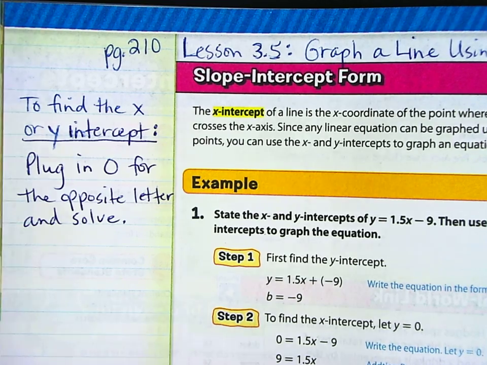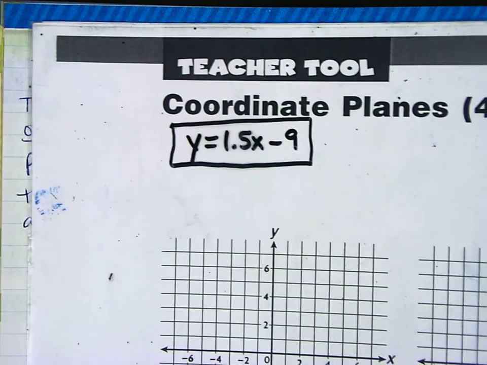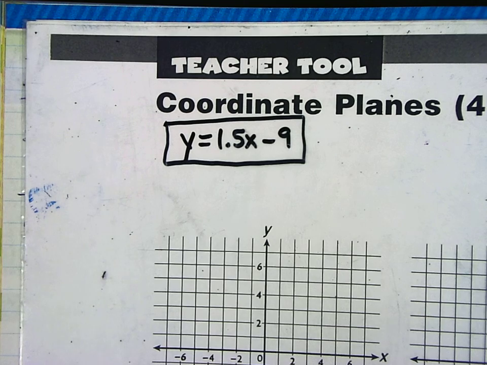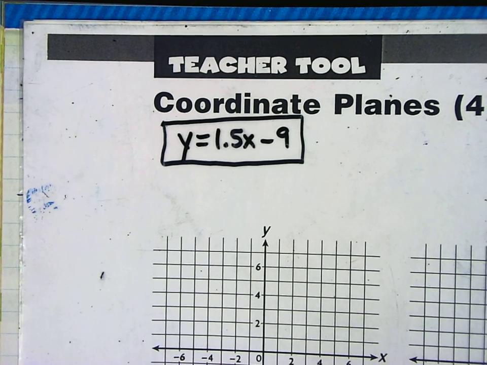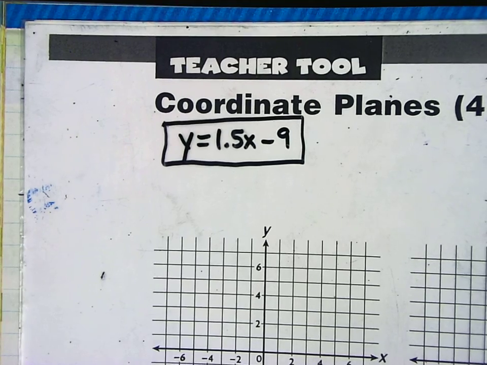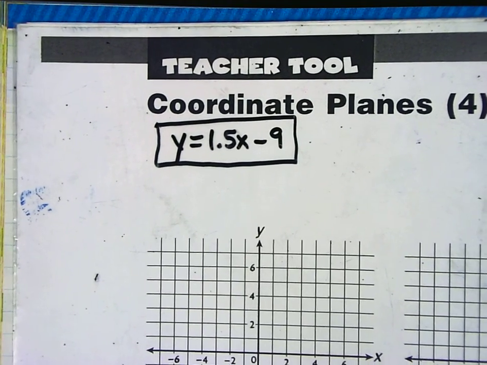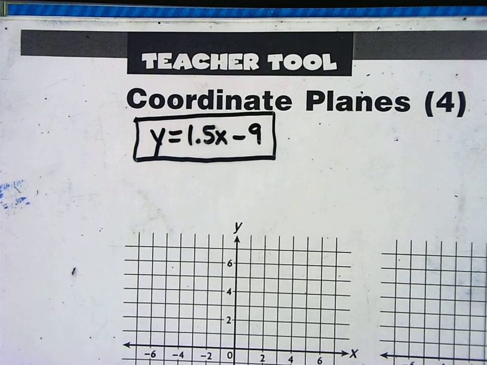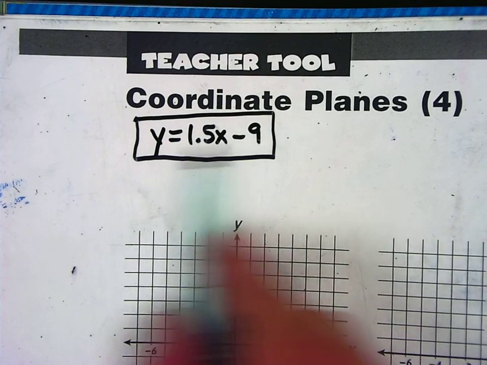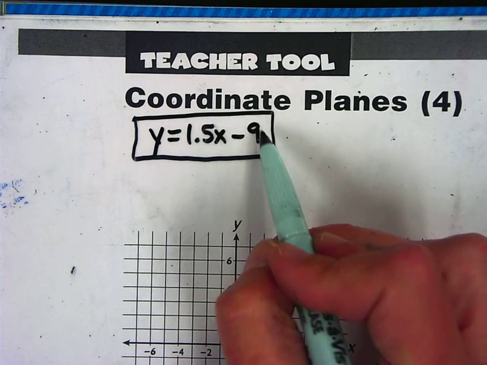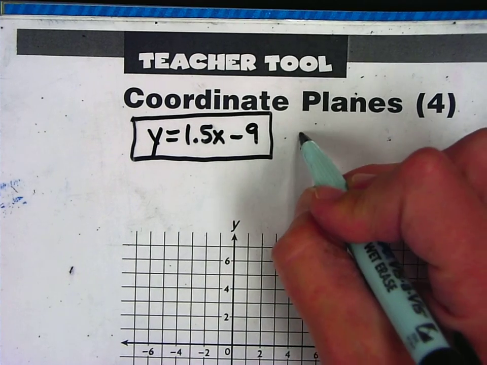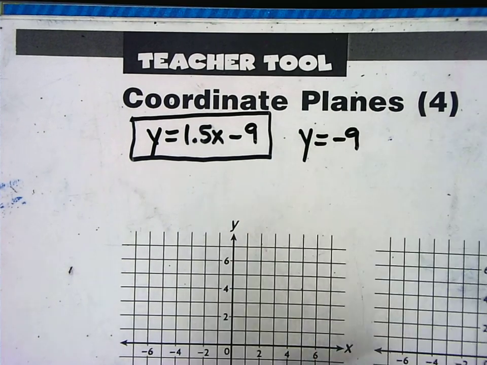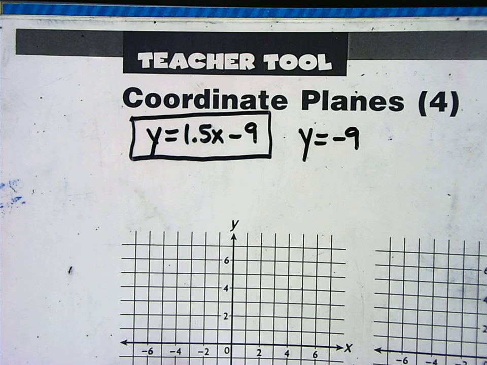Let's take a look at this first equation: y equals 1.5x minus 9. The directions say to state the x and y intercepts and then graph the line using them. Since this equation is in slope-intercept form, we already know the y-intercept is -9. It's this number right here. I'm going to write that down. Now the only thing I have to find is my x-intercept.